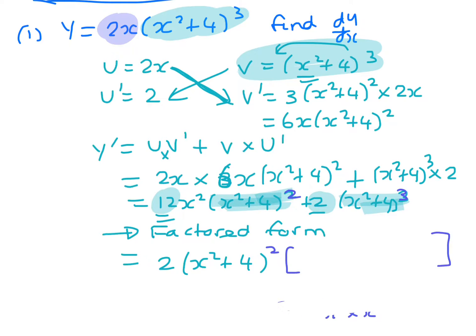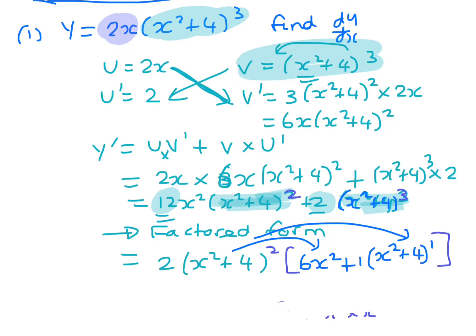And then you look at what's left. So let's put our eyebrows, because if we expand back, we should have exactly the same thing. So 2 times what gives 12, 6, and then you've got x squared. You took out (x squared plus 4) to the 2, plus 2 times what gives you 2, 2 times 1, so really you don't need to write that. And this one here, this is (x squared plus 4) to the power of 3. So we took out (x squared plus 4) to the power of 2, so that'll be (x squared plus 4) to the power of 1.